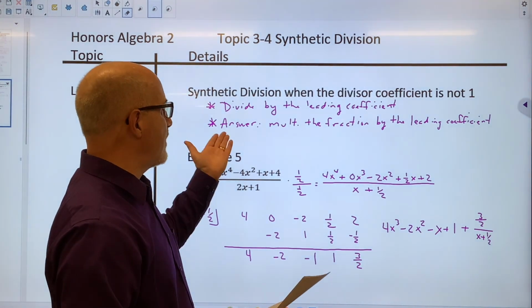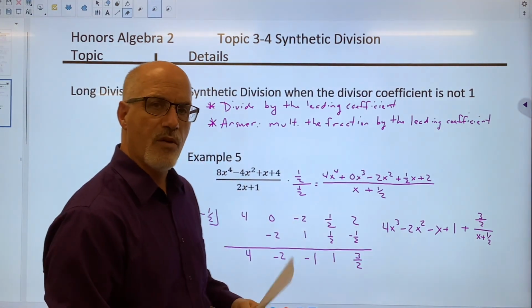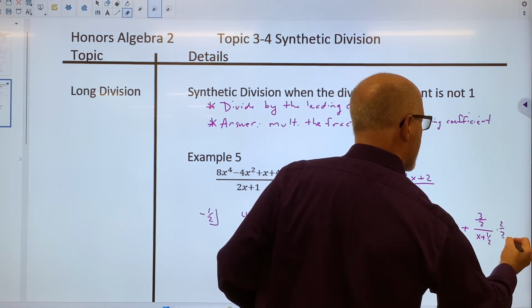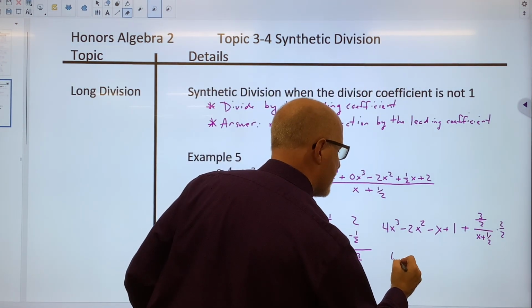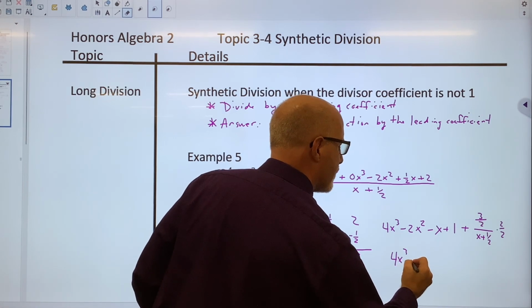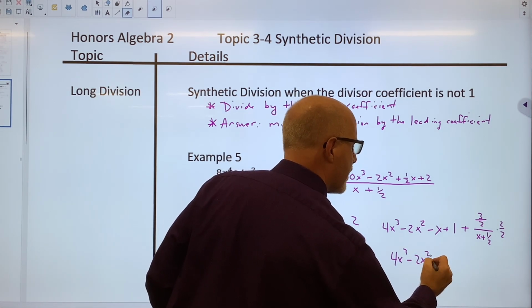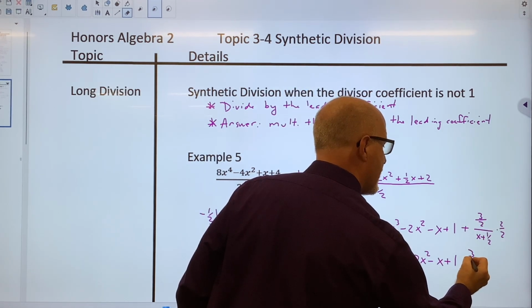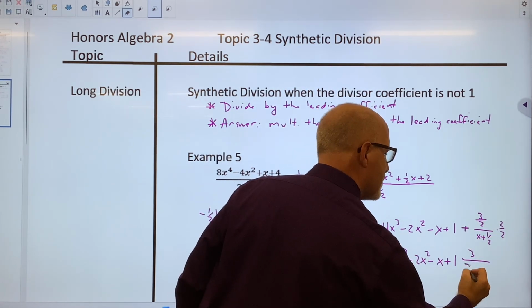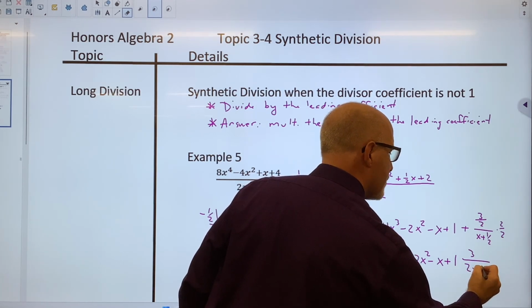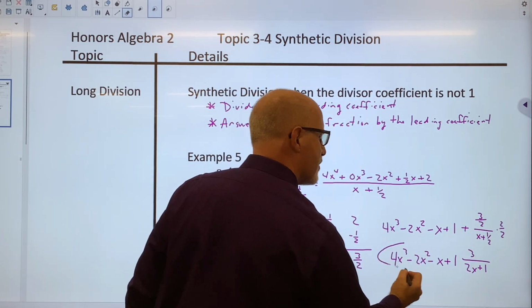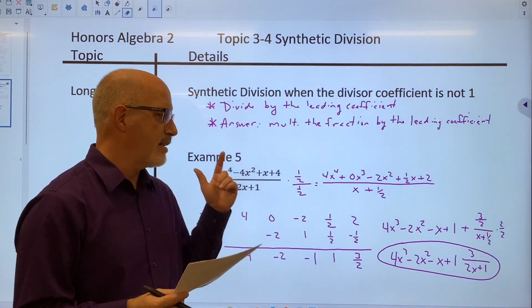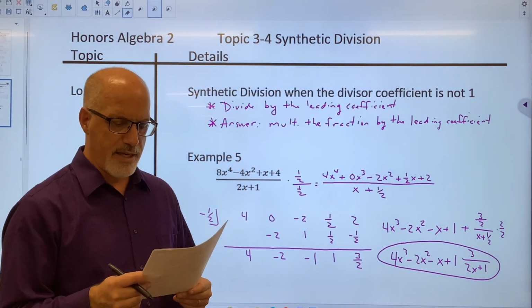Now that is kind of awkward because I've got a fraction in my divisor there. So one easy way to fix it is multiply the fraction by the leading coefficient. Do it in the numerator and denominator. So you can multiply this by 2 over 2, which is equal to 1. Doesn't change the value, just changes the form. So 4x cubed minus 2x squared minus x plus 1. 3/2 times 2 is equal to 3. 2 times this gives me 2x. A half times 2 is equal to 1. That's my original divisor.